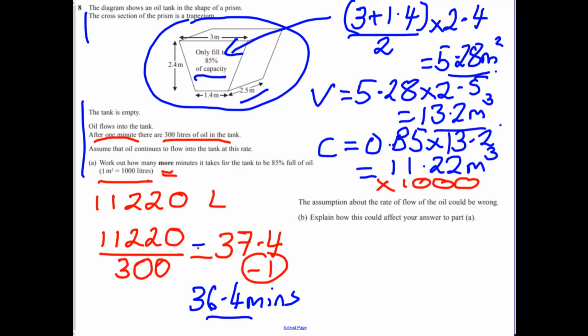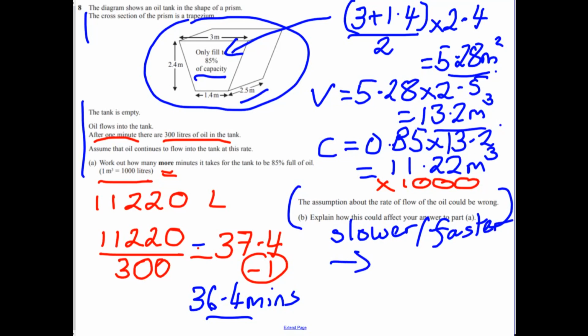Now part B says the assumption about the rate of flow of the oil could be wrong. Well, yeah, I suppose. So how's that going to make a difference to the answer? It could be slower, it could be faster. So what difference would that make? Well, if the rate of flow is slower, it would take longer to fill, or if it's faster, then it will be quicker.